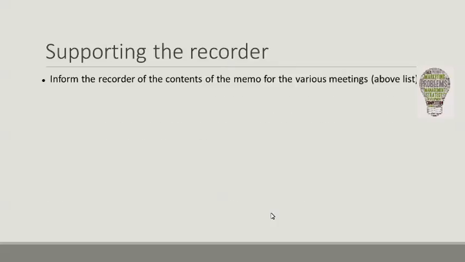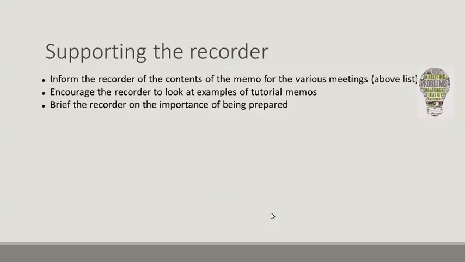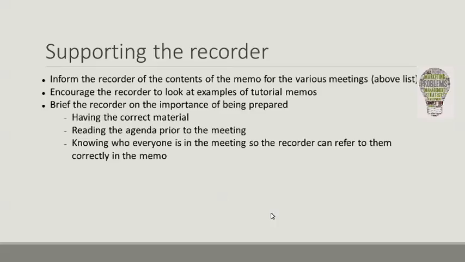You can support the recorder by informing them of the contents of the memo for the various meetings, which is given in the above list. You can encourage the recorder to look at examples of tutorial memos. You can brief the recorder on the importance of being prepared. This means having the correct material, reading the agenda prior to the meeting, knowing who everyone is in the meeting so the recorder can refer to them correctly in the memo.